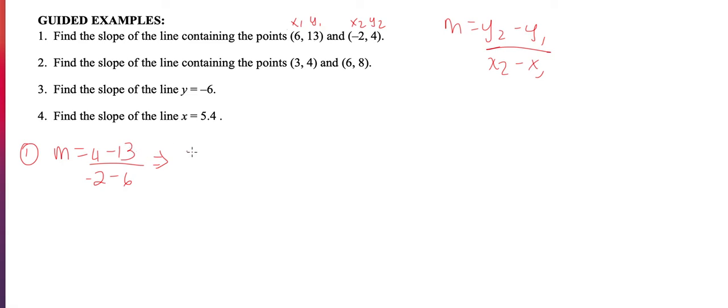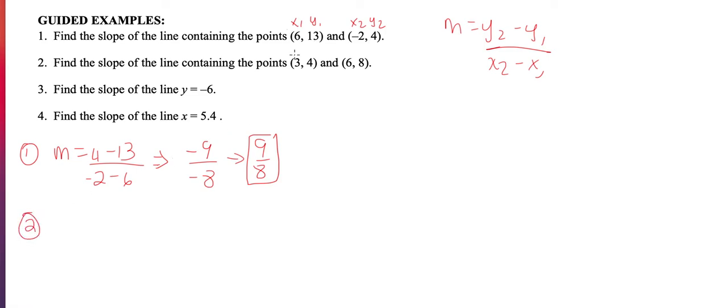4 minus 13 is a negative 9. Negative 2 minus 6 is negative 8. Two negatives here become a positive, and the final answer, I can't simplify that more, would be 9 out of 8.